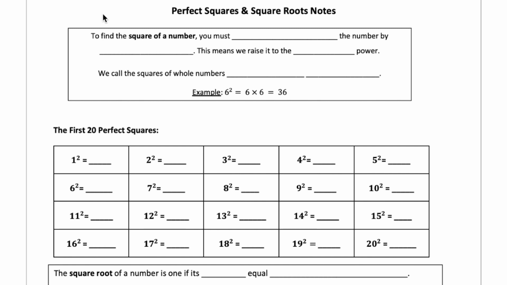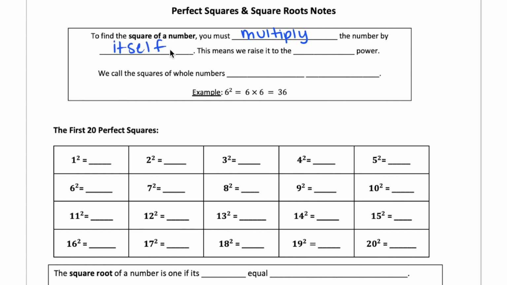Today we're talking about perfect squares and square roots. So we're just going to define what a square is and what a square root means that you're doing to a number. To find the square of a number, you must multiply that number by itself. It means that you're raising it to the second power.